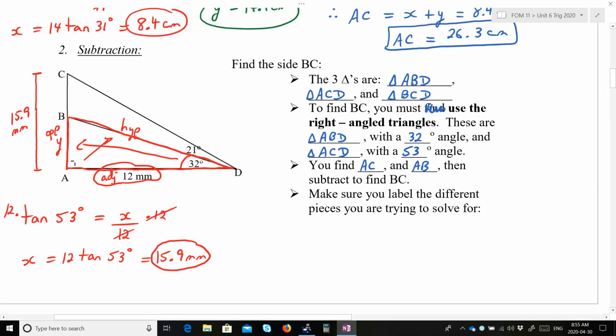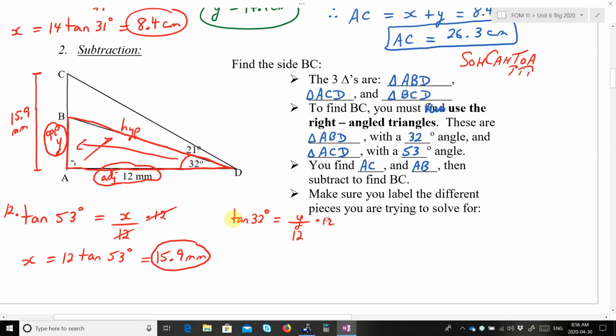Okay, so we have adjacent again, and we're looking for the opposite. Which one deals with opposite and adjacent? That would be tan, right? If you do SOHCAHTOA, opposite and adjacent comes from tan. So I would say tan of 32 degrees is equal to y over 12.